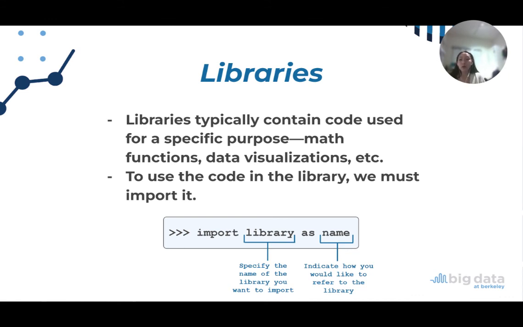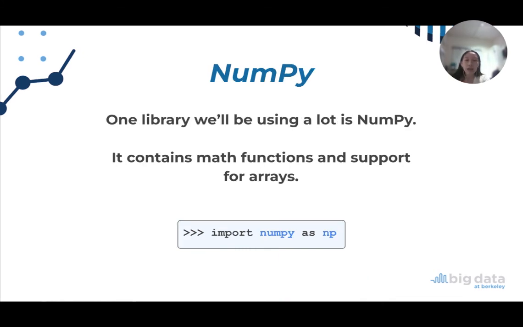And so to use this code in the library, we must import it. So this is the general syntax: import library as name. The as name is not always necessary, but it could be useful if you don't want to write out your library. For example, usually NumPy is referred to as np, so you would import numpy as np, and then when you refer to it, you can do np.array instead of numpy.array. Again, we will be using NumPy quite a bit since it contains all the math functions and support for arrays mathematically, and so again, as I mentioned, it would be import numpy as np.